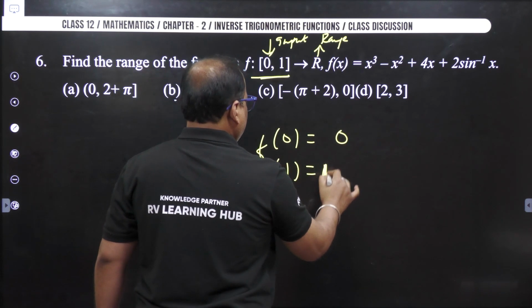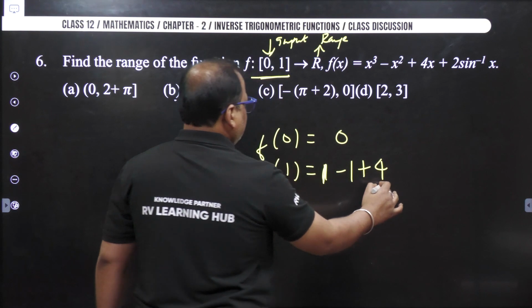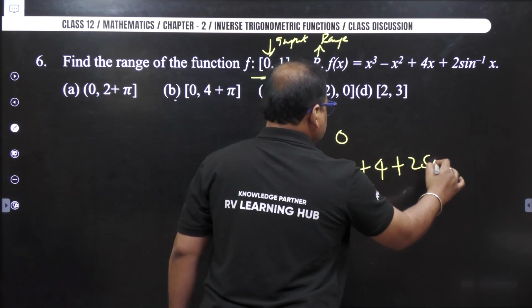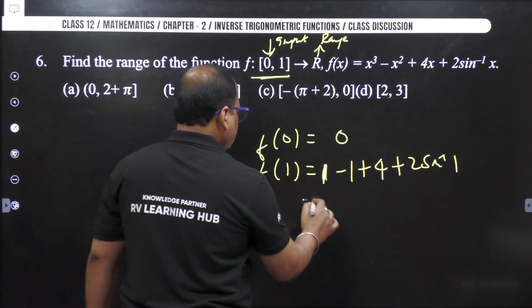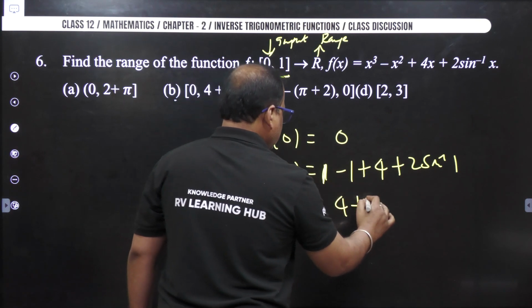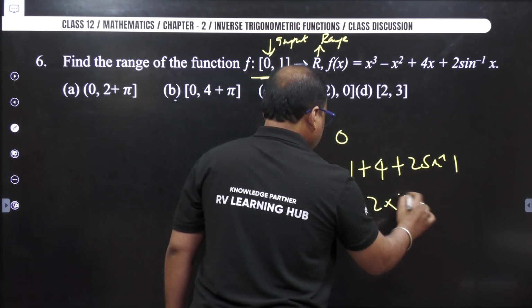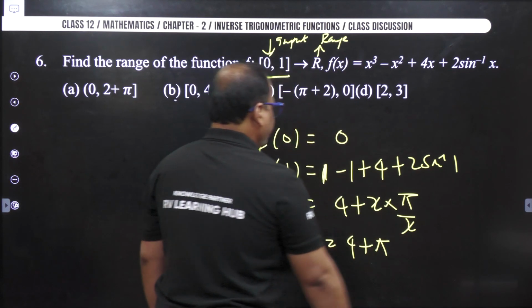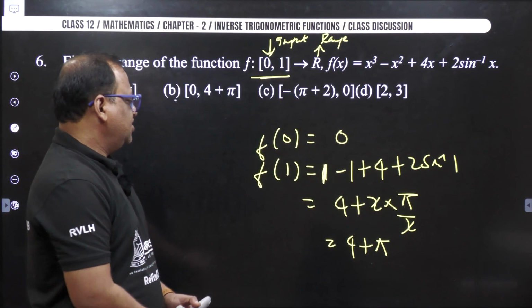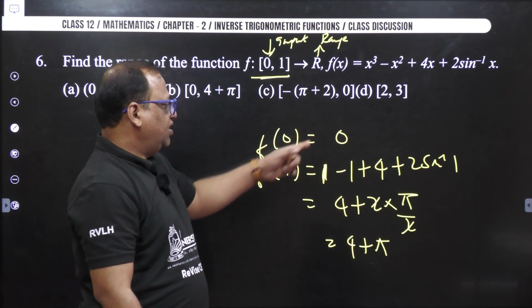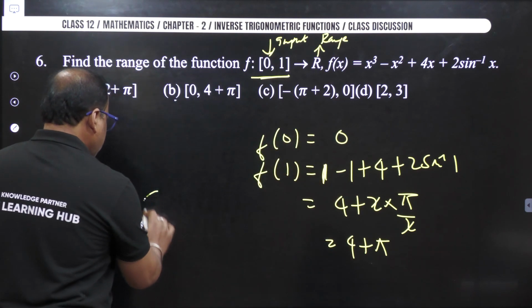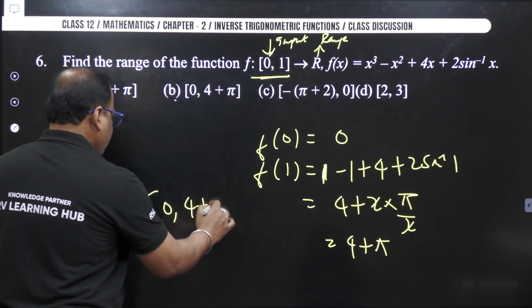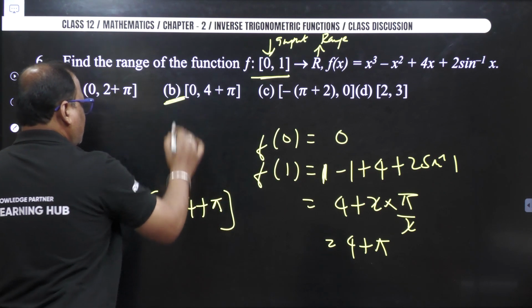1 minus 1 plus 4 plus 2 sin inverse of 1. So 1 minus 1 cancel. Sin inverse of 1 is pi by 2. So this is 4 plus pi. Okay. The higher limit is 4 plus pi. The lower limit is 0. So my answer is 0 to 4 plus pi. Option D will be the answer.